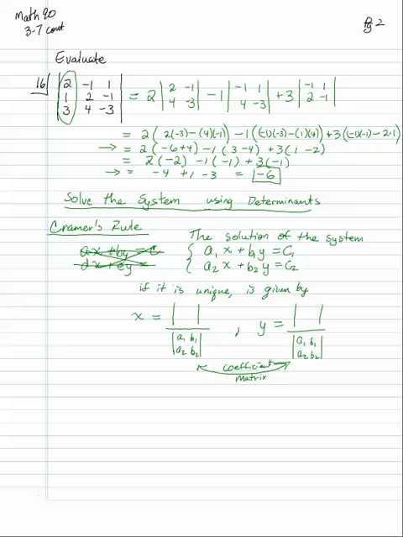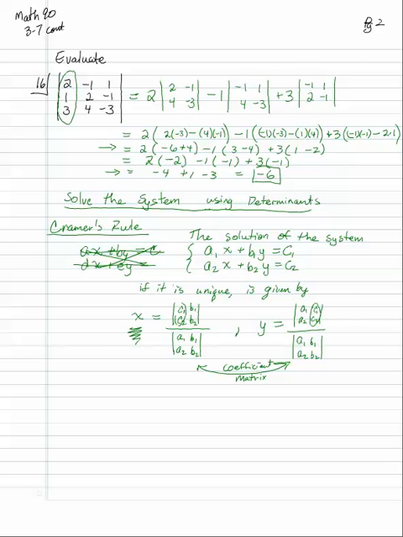Now the top is going to be the coefficient matrix, but when you're solving for x, you're going to take the x column out and replace the x column with the constants. So instead of putting a1, a2, you're going to put whatever the number is on the other side of the equal sign, c1, c2. Now for y, the top again is the coefficient matrix, but I'm going to take the y column out and replace it with the constants. So the c1, c2 go in the y column.